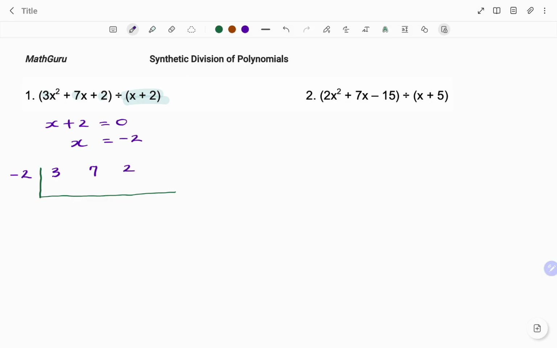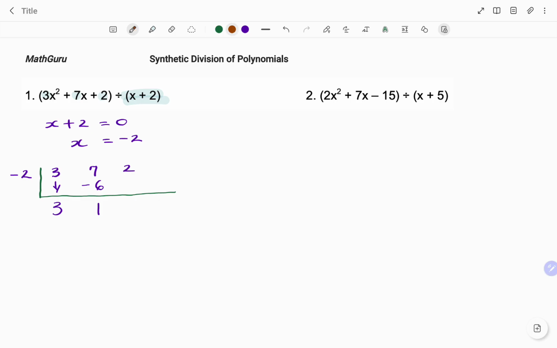So in order to divide, I'm going to start by dropping down my 3. That's the first coefficient of x squared. That's 3 down here. Then I multiply my negative 2 by 3. If I multiply my negative 2 by 3, I have negative 6. I'm going to write it under the next coefficient. So I have that as negative 6. So I'm going to repeat this process for each of the terms. The next step is to add in order to get the value for the next column. So I have 7 plus negative 6, and that will give us positive 1.